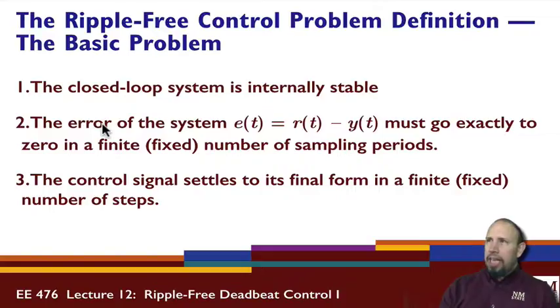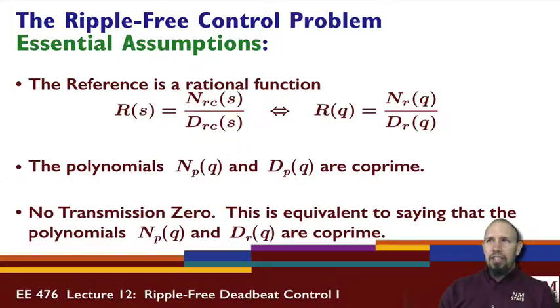Before we get into looking at the specific property, we have some basic assumptions we're going to make in this design problem. The first assumption, the essential assumption, is that the reference input, and thus the discrete time version of that reference input, are rational functions. That is actually an important thing because we're going to need to come back later and look at exactly what's needed to get true ripple-free tracking in the event that you have something other than, say, a step input, something simple like that.